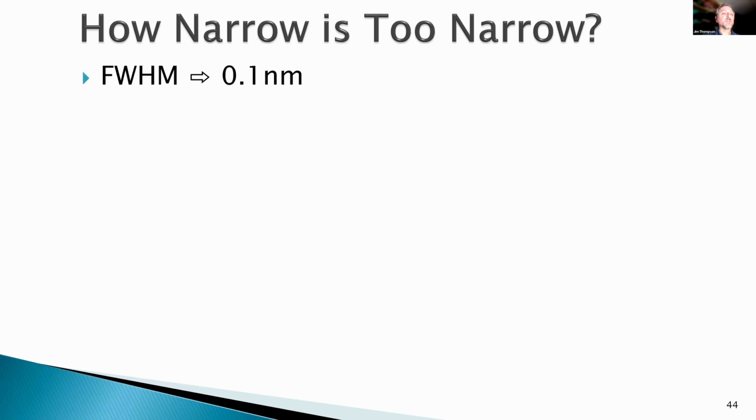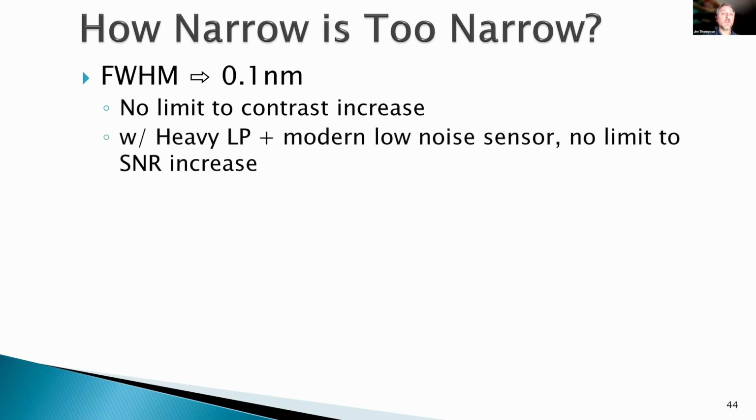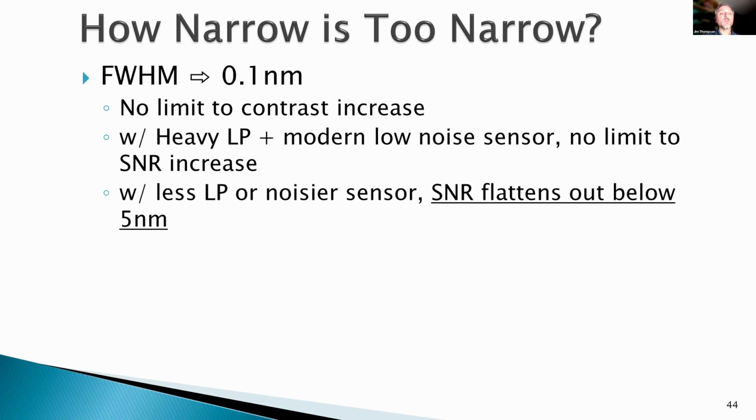What I discovered from my analysis and testing is the following. For filter full width half maximum down to 0.1 nanometers, there does not appear to be a limit on contrast increase with decreasing bandwidth. For the situation of heavy light pollution and modern low noise camera sensors, there does not appear to be a limit on signal to noise ratio increase either. Under lower light pollution levels, or when using a noisier sensor, the signal to noise ratio benefit flattens out for full width half maximums below about 5 nanometers.